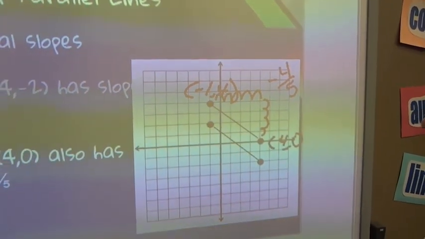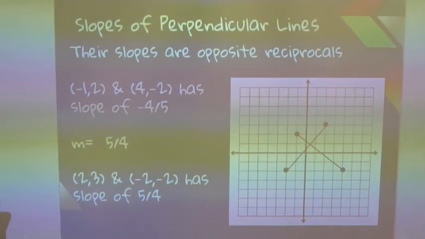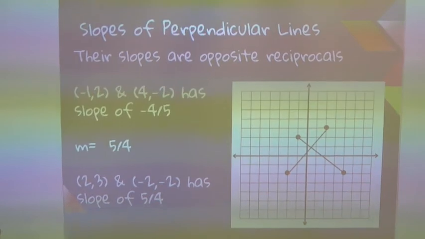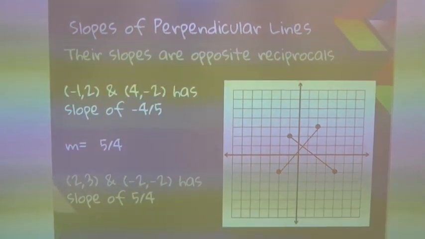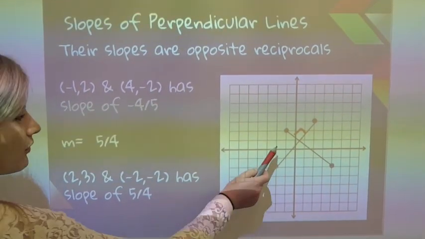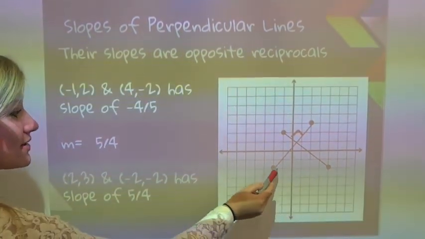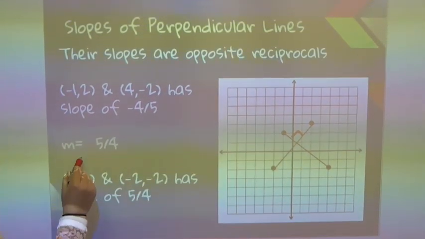which proves that these two lines are parallel. Next, we will be doing the slopes of perpendicular lines. We know that their slopes are opposite reciprocals. So this should be a 90-degree angle. We know from before that this line has a slope of negative 4/5. So this slope should be 5/4.